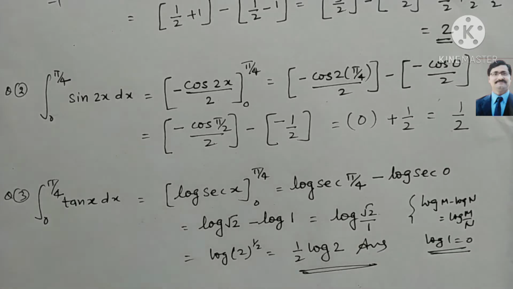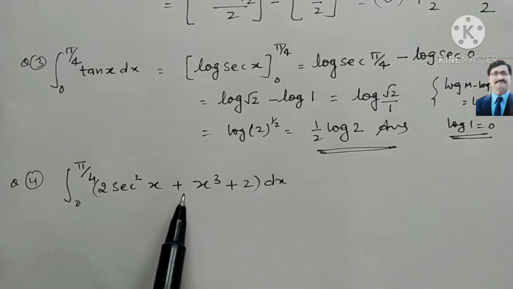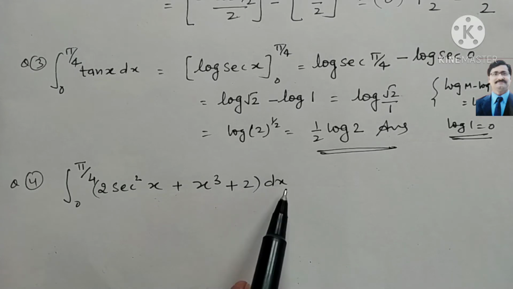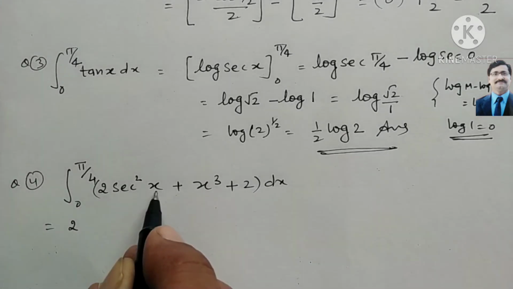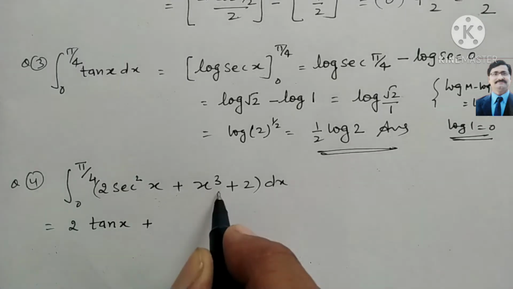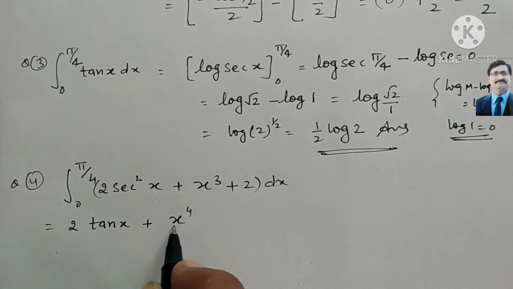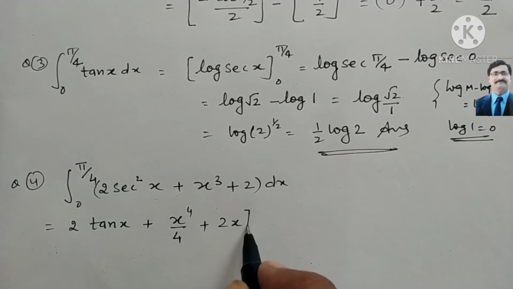All of you understand this? Look here, we have to do the integral from 0 to pi by 4 of 2 sec square x plus x cube plus 2 dx. Look here, the integral of sec square x we know already, its integral is tan x, and the x cube integral is x to the 4 upon 4, and the 2 integral is 2 into x.